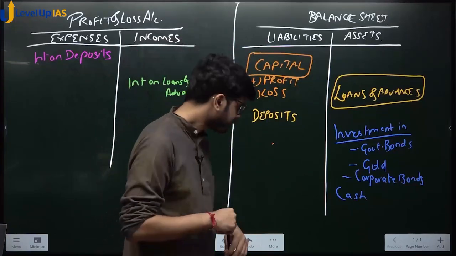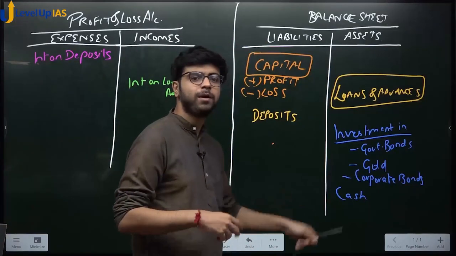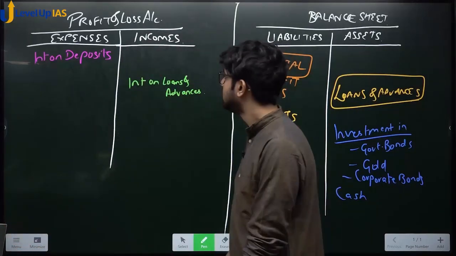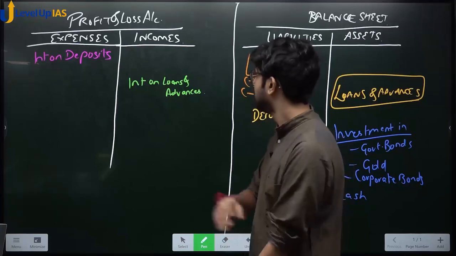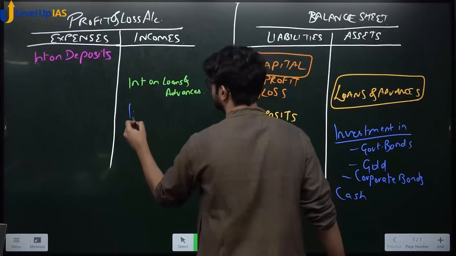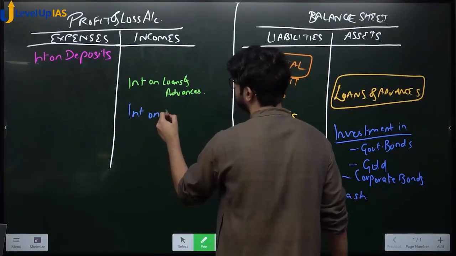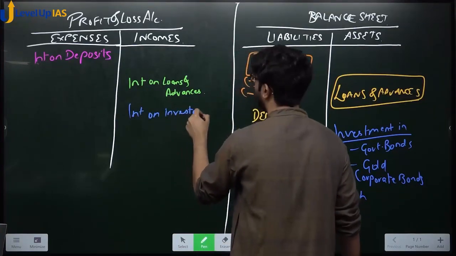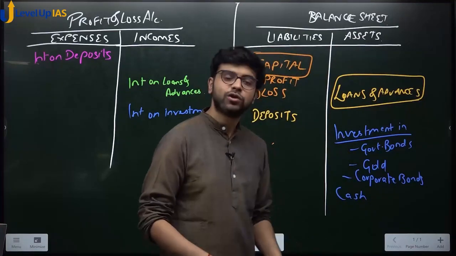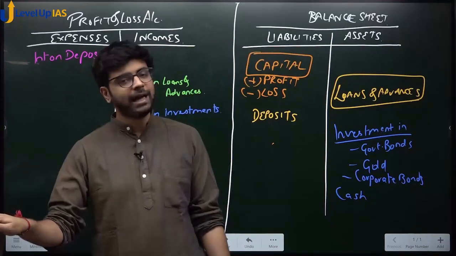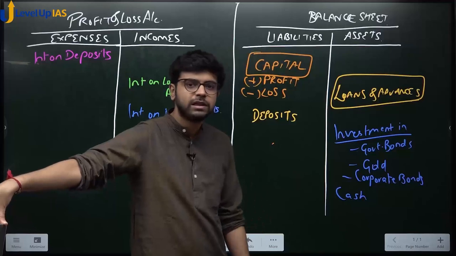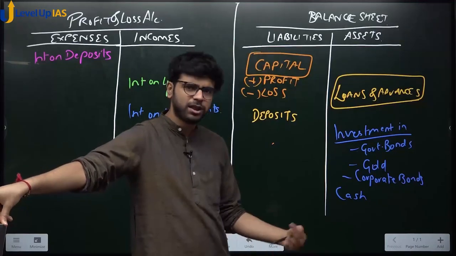Theek hai. What do you think? The interest which will come on investment in government bonds, where will we write that interest? Income, like interest on loans and advances. So I would write interest here also. Interest on, let's say, investments. I would broadly classify them as investments, right? So when the bank is subscribing for government bonds, it is investing in the government. It is an investment because the bank expects something in return also.